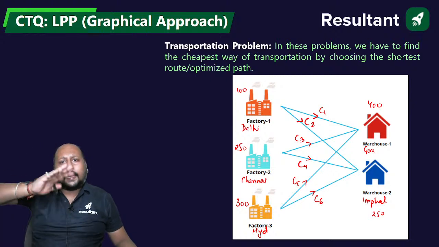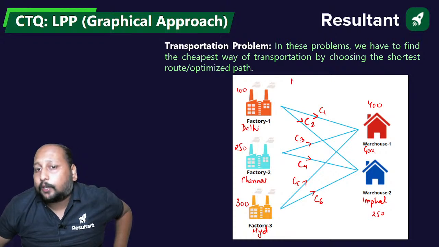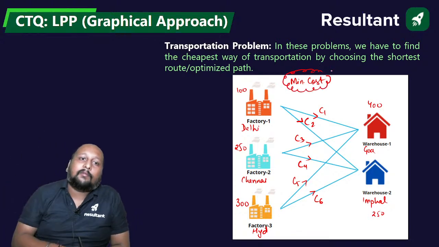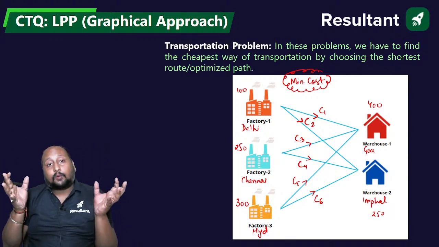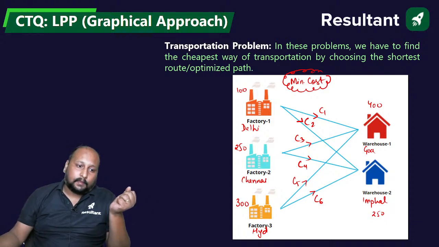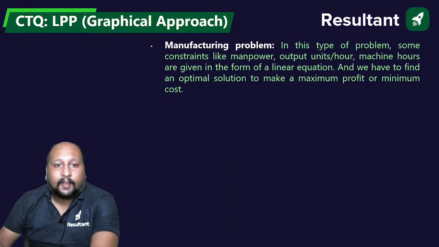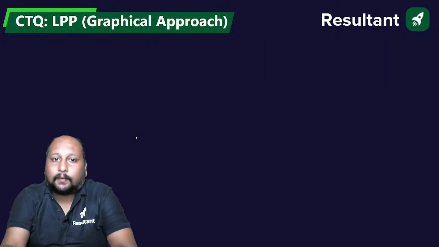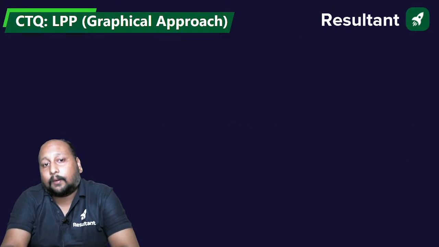There are any number of combinations. So which is the best possible combination so that my cost of transportation will be minimum? That is basically the usage of linear programming. That is the main objective of using LPP, where we have multiple solutions and the resources are limited. The same goes with the manufacturing problem and the diet problem, as I already discussed. Now let us take one example to understand how we can solve a question from LPP.